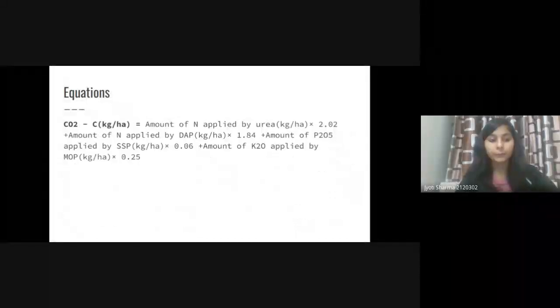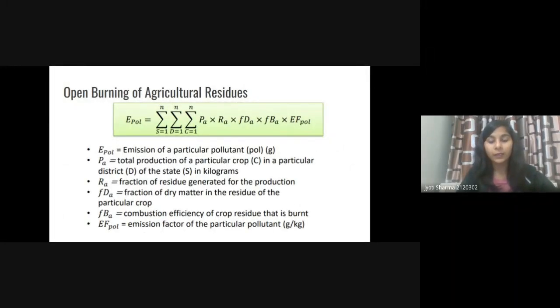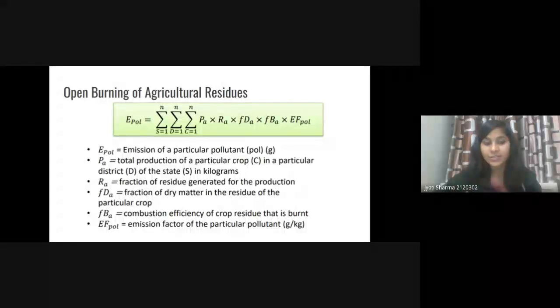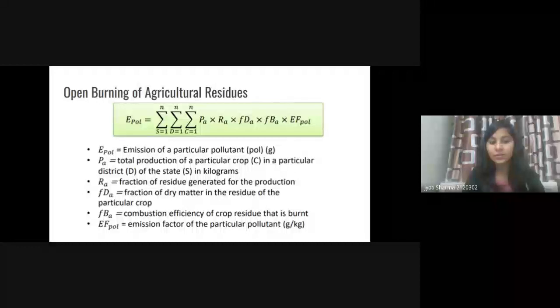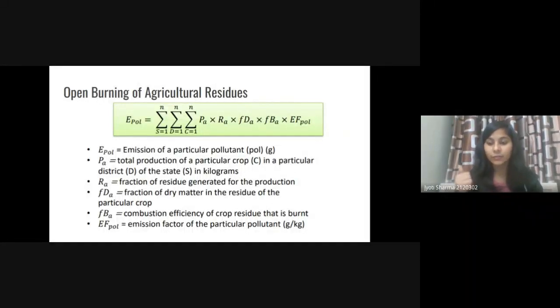Okay, then this is very important if you are doing the residue burning in your agricultural area. So how much emission you had after this open burning of the agricultural residue. Here this is the broad formula in which they also calculated it for the country level, or let's say the state level. So S1 is the state, D is the district, and C is your city. So this is, let's say, for one city of one district of one state, and then you will multiply your total production of the particular crop.